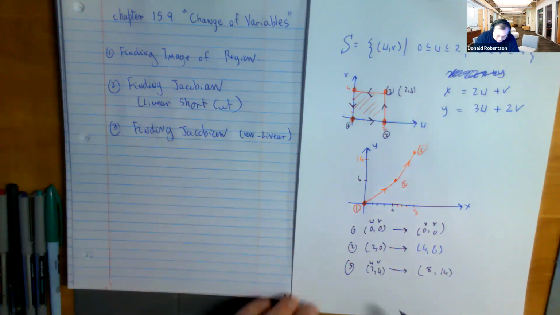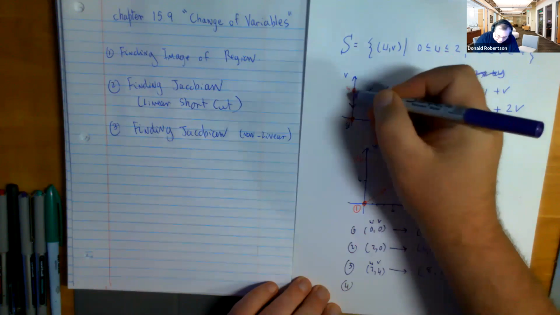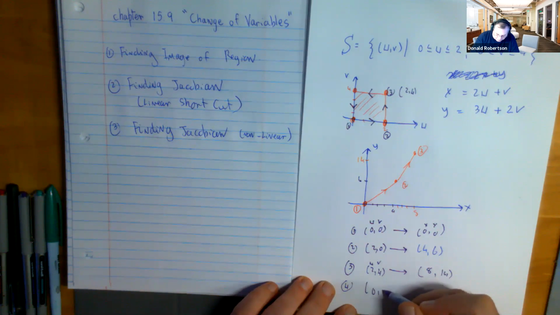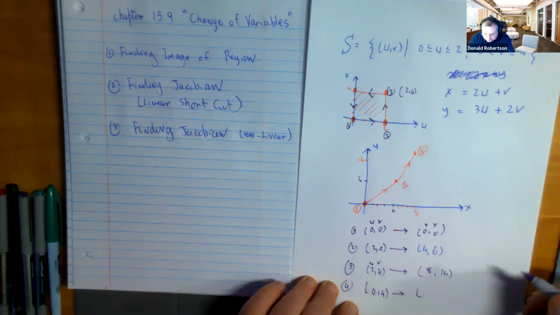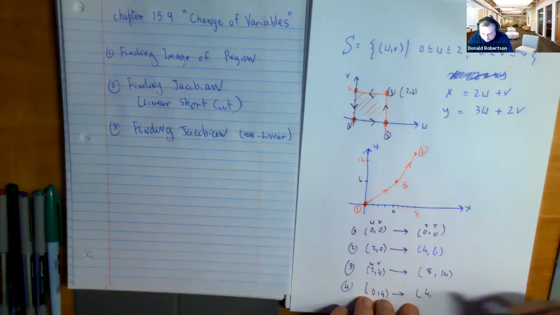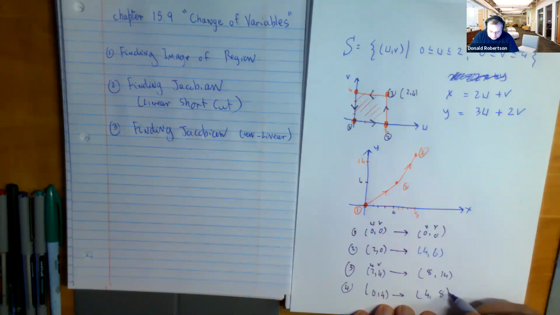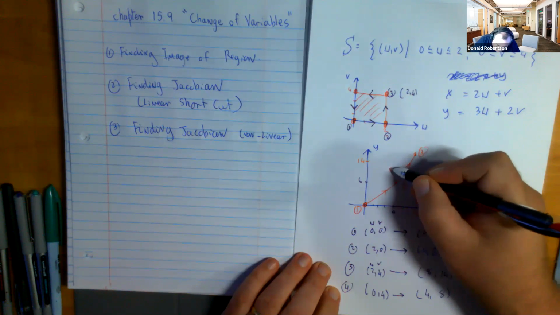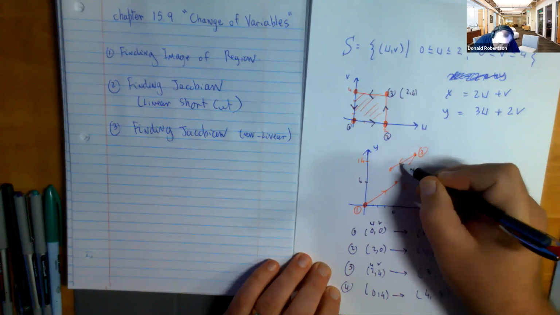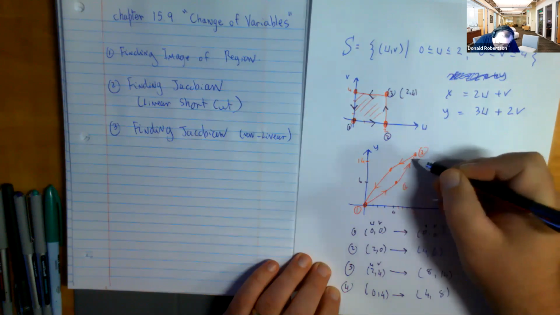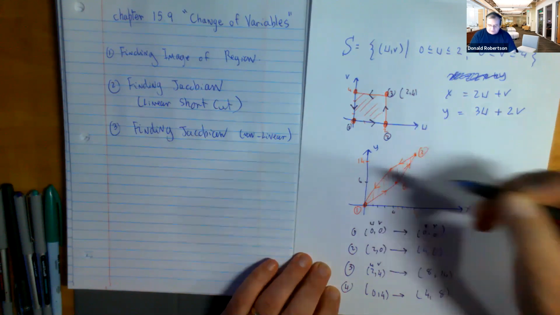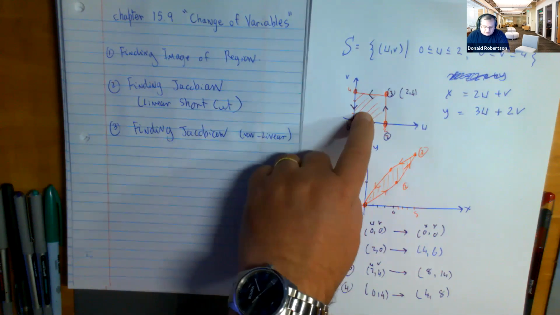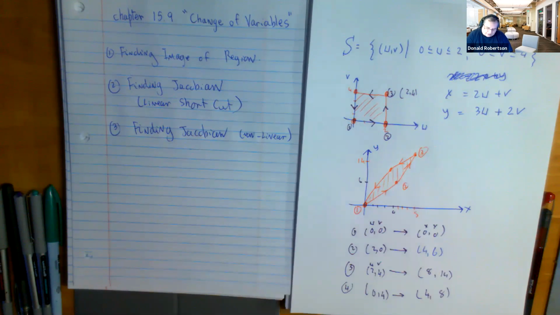Last guy, this fella, his coordinates is 0, 4. 0, 4 gets you 4. 0, 4 gets you 8. And 4, 8 is where? 4, 8's about here. And then come back home. So that rectangle turned into this, I don't know, it looks a bit like a rhombus shape.